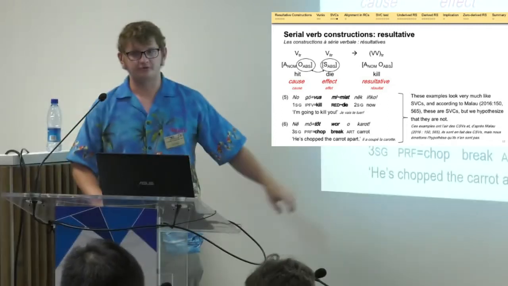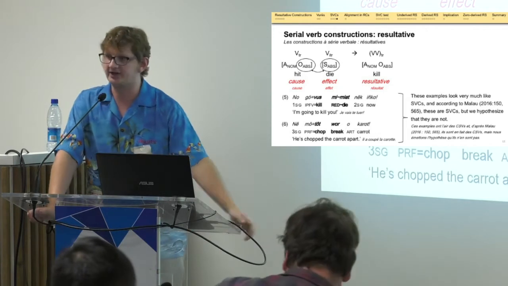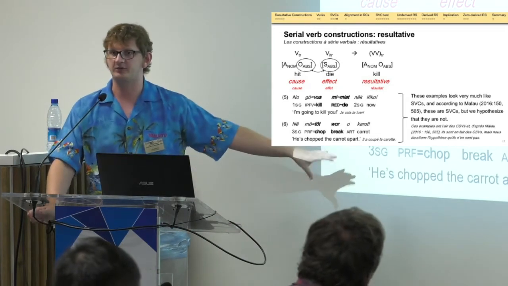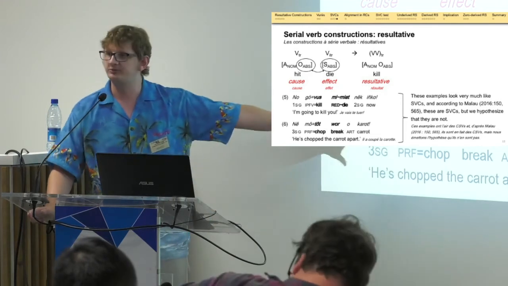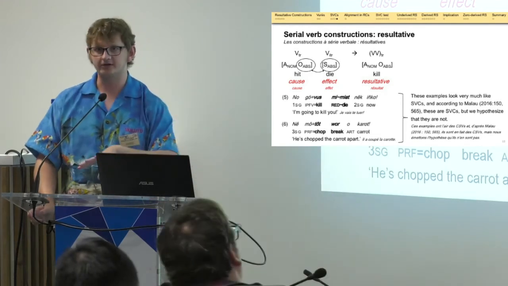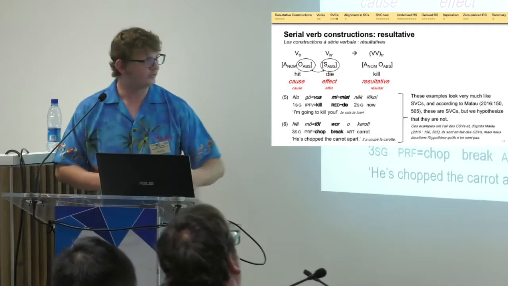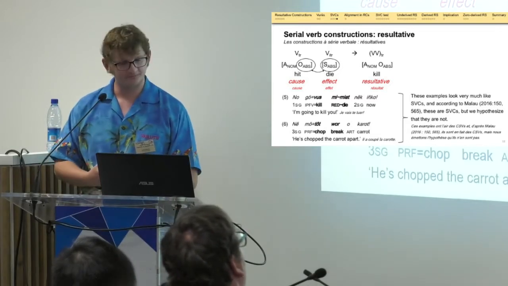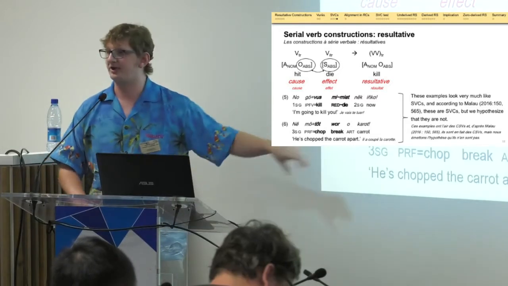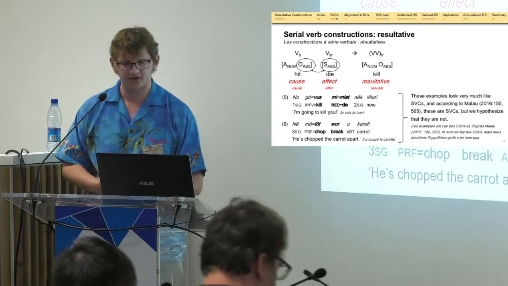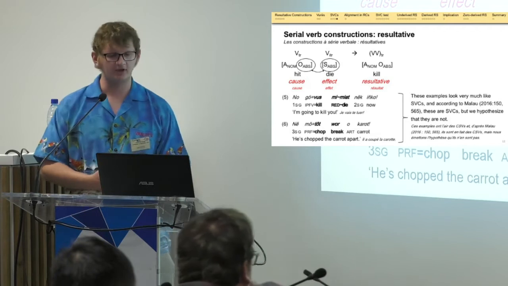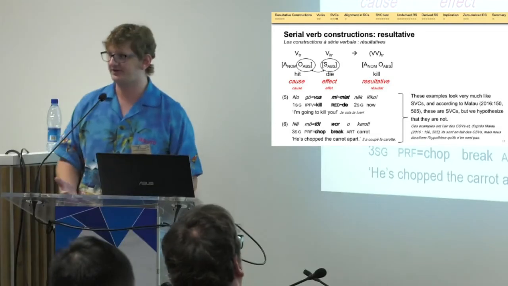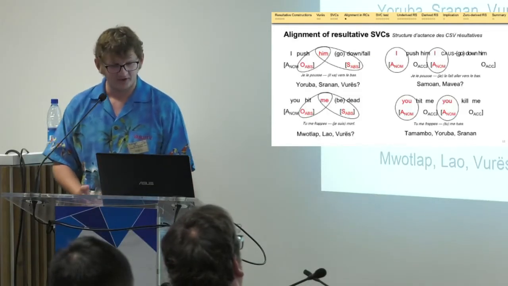And here are 2 examples from Vurës that I glossed the way Catriona Malau would gloss them in her grammar. So vus mimiat means to hit and kill or hit dead, with a duplicant here. And in number 6, chop and break. That's how she glosses it. These actually look very much like serial verb constructions, right? However, we hypothesize that they are not.